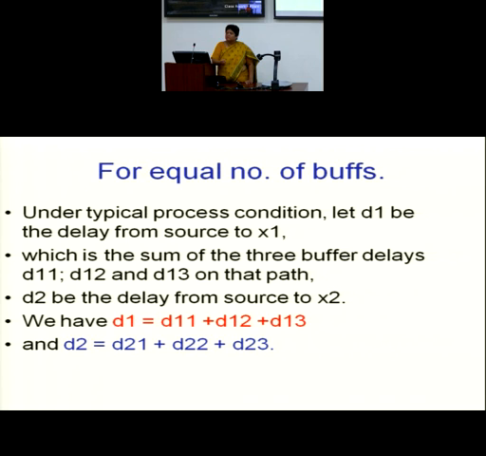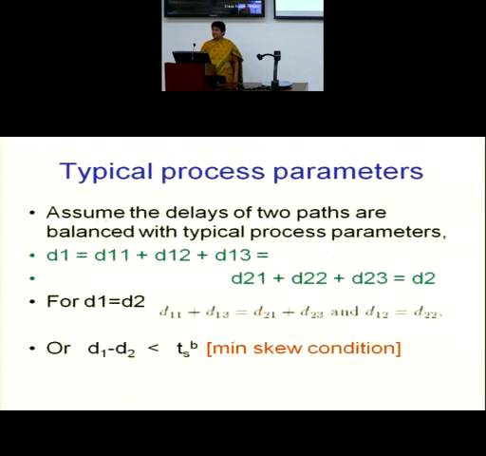The skew to be 0. I want D1 minus D2 to be 0. But it may not happen because of the slow and fast devices that we get due to process variations. My requirement is that even if there is a process variation, what should I do to have D1 equal to D2, or D2 to be within a permissible skew buffer?